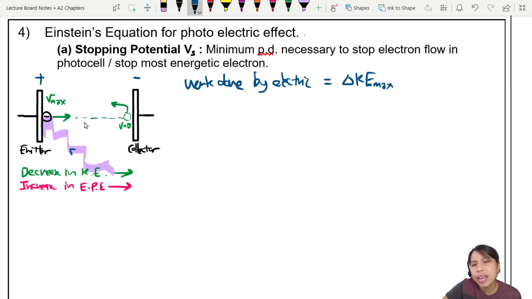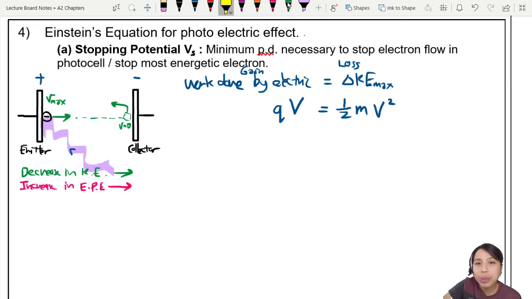So you can think of it this way: it's a loss in kinetic energy, but a gain in electric potential energy. Do you remember the equations for this? Okay, let's go. Work done is what? QV, right? So QV. What is kinetic energy? Half mv squared. So you write half mv squared. But notice we are doing this for the maximum kinetic energy. And what V is this? Stopping potential, right? That's what we're looking at.